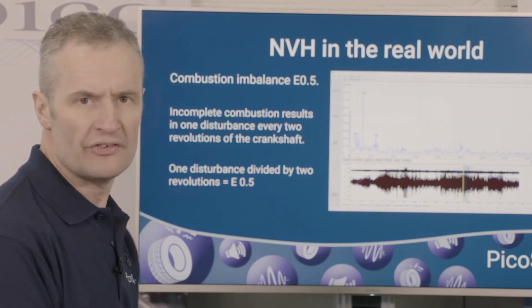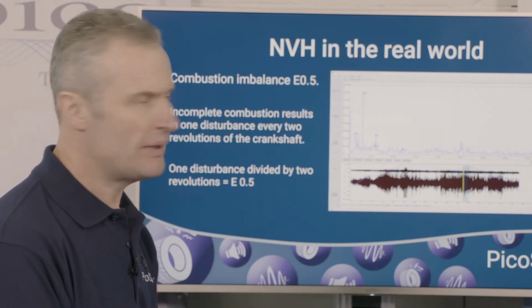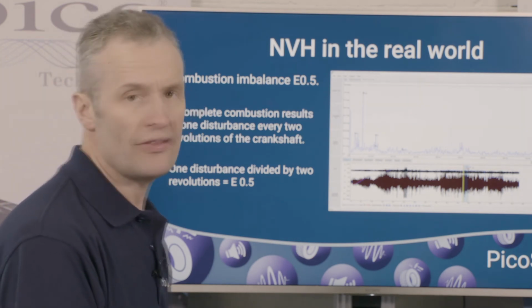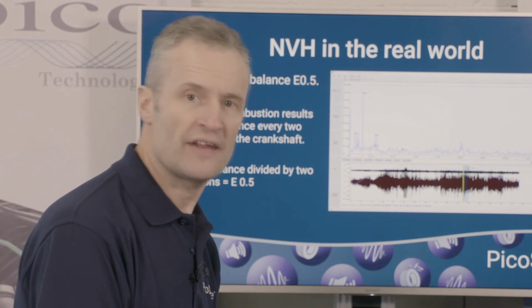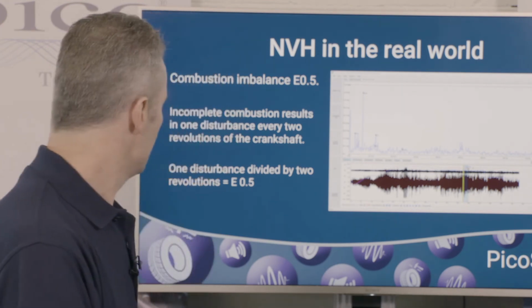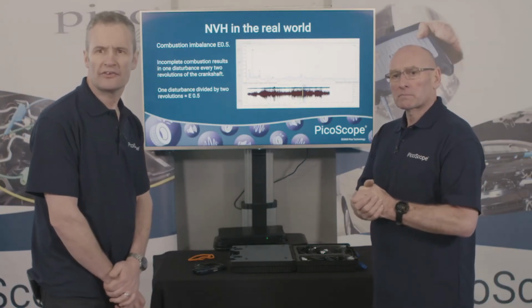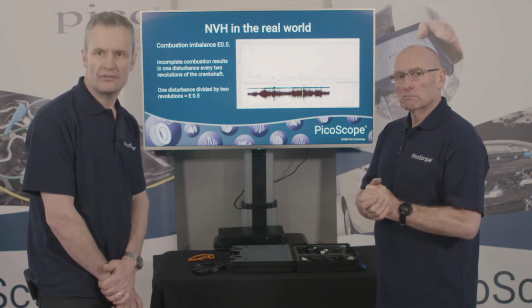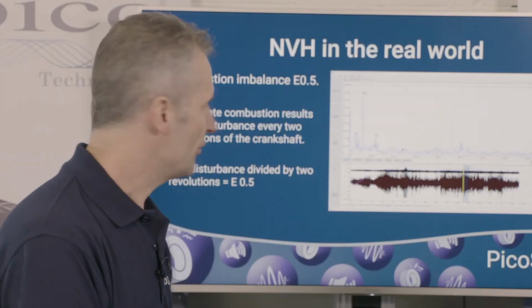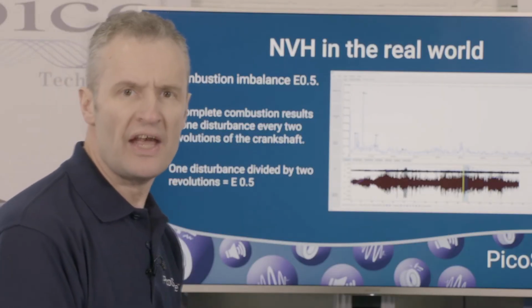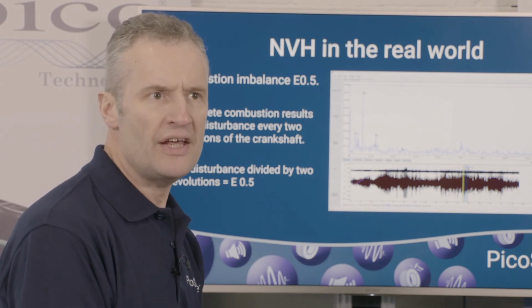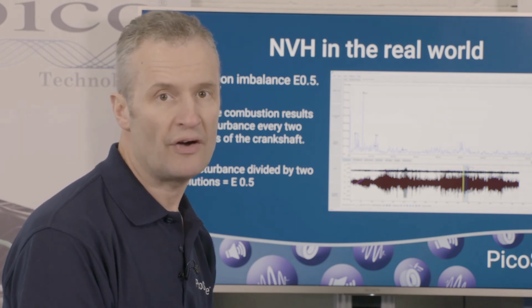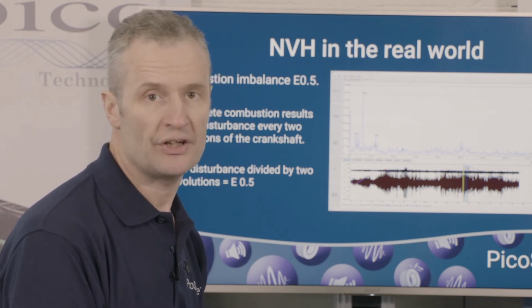So the software has eliminated a number of possibilities. Whilst T1 and E1 are high, P1 is nothing compared to E.5, so that's where we would focus our attention. So think about that, a combustion anomaly at 3000 RPM. That creates one disturbance for every 2 revolutions of the crankshaft. So 1 divided by 2 revolutions, E.5. And that's a key peak vibration order to remember, because the majority of E.5 vibrations are related to combustion anomalies.